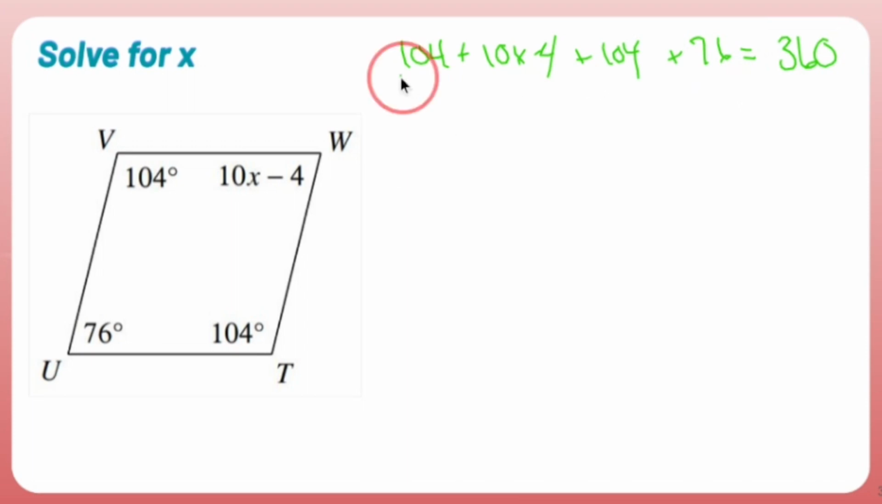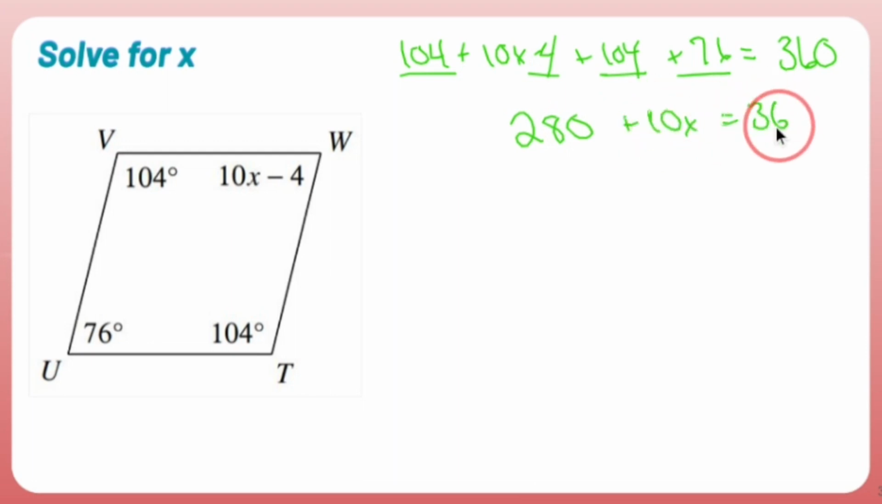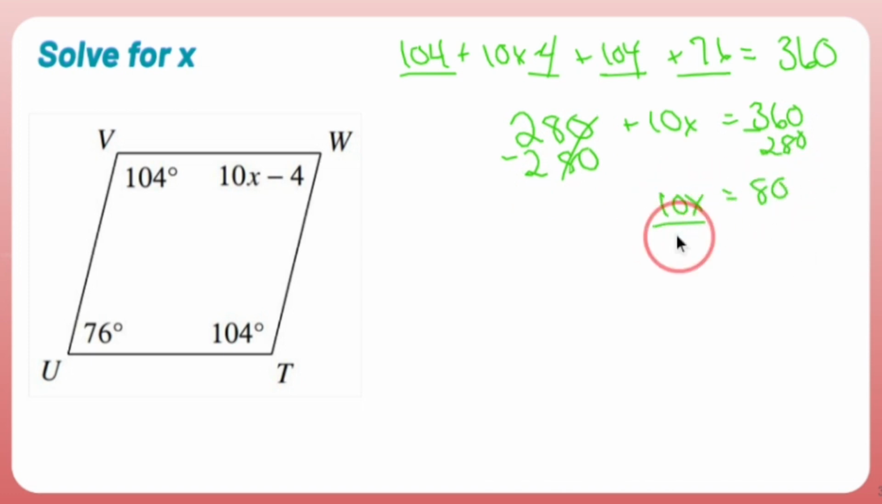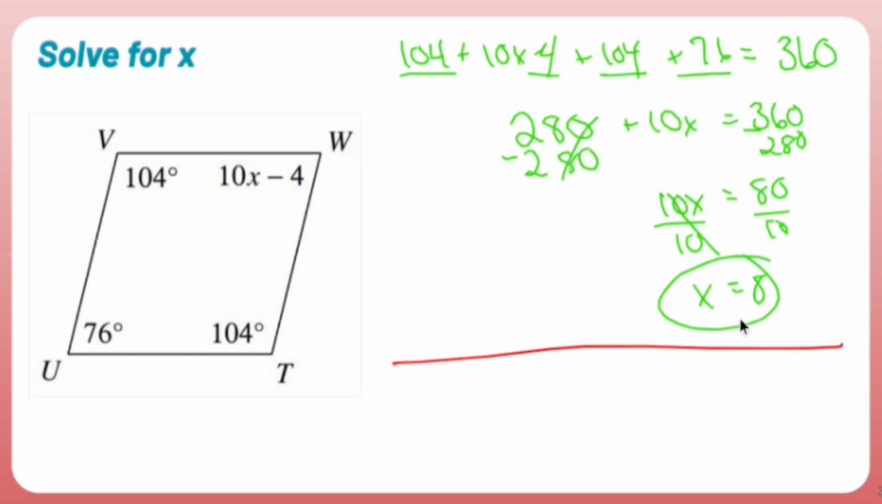So if we combine like terms, I have 104 minus 4 is 100, plus 104 is 204, plus 76 is 280. And then I have plus 10x equals 360. 2-step problem, subtract 280, subtract 280, 10x equals 80. Divide by 10, divide by 10, and x equals 8, which is all I had to do. Now, there's another way that you could do this problem. And let me show you that other way of doing this problem.